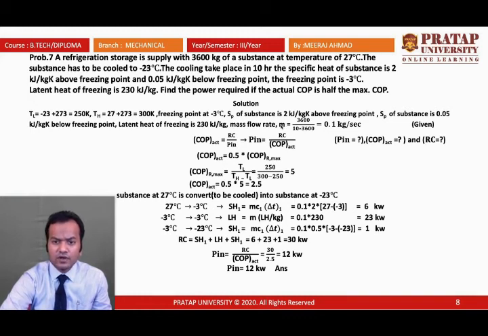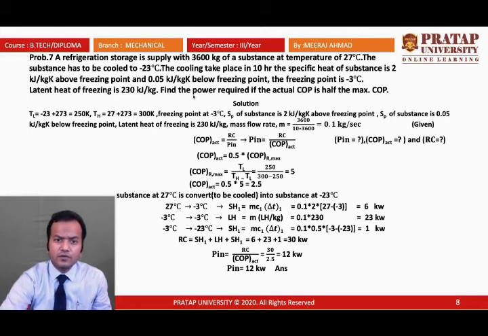So how can you convert? The mass supplied of the substance is 36 kg. It takes 10 hours to cool the substance from 27 degrees to minus 23 degrees Celsius. Converting these 10 hours into seconds, you get 0.1 kg per second.